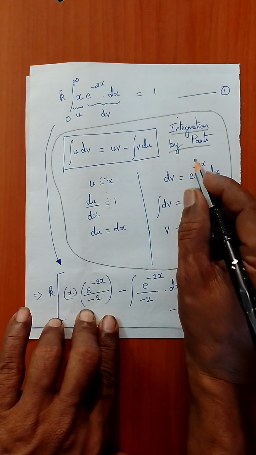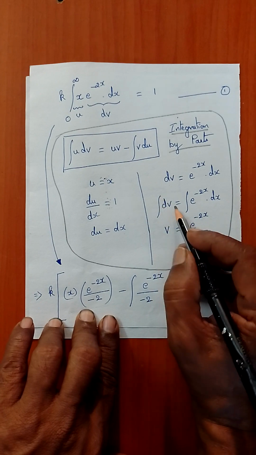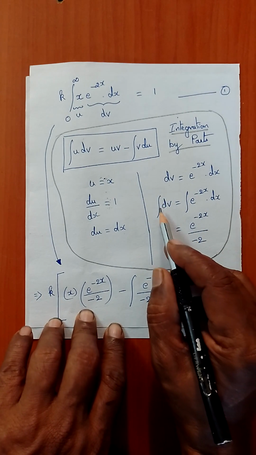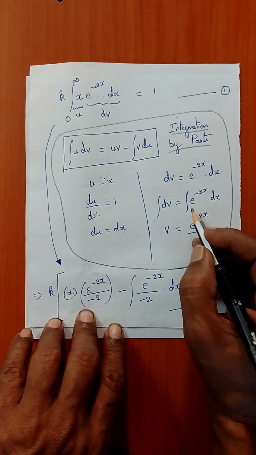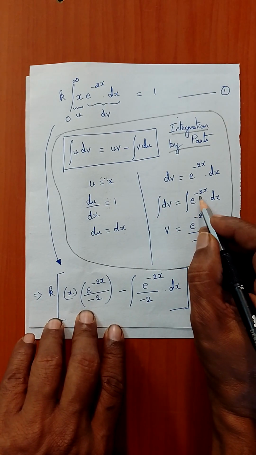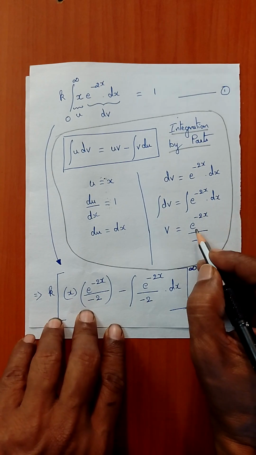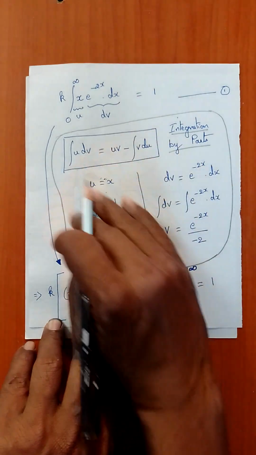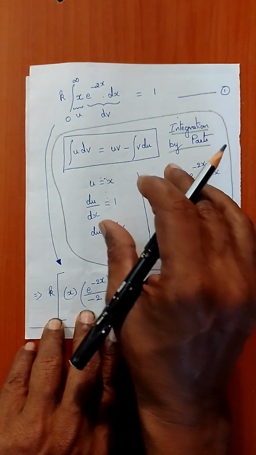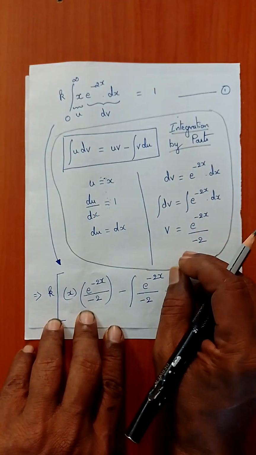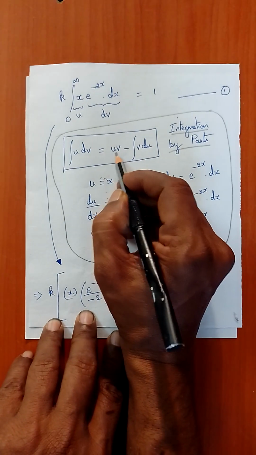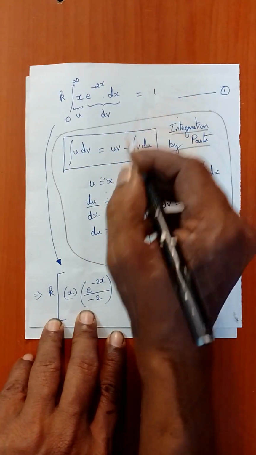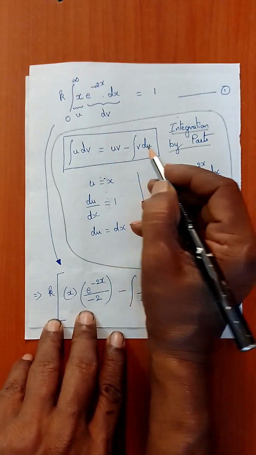Now, integrating both sides, integral dv is equal to integral e power minus 2x into dx. Integral dv is nothing but v. Integration of e power minus 2x into dx is nothing but e power minus 2x by minus 2. Now, we have all the values. We have to substitute these values in the formula uv minus integral v du.